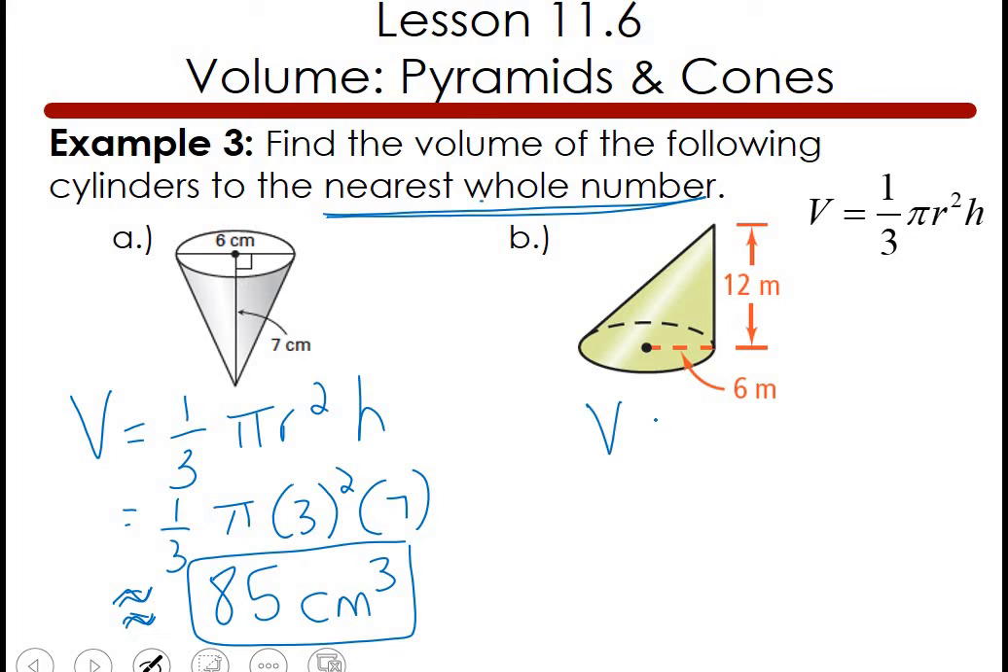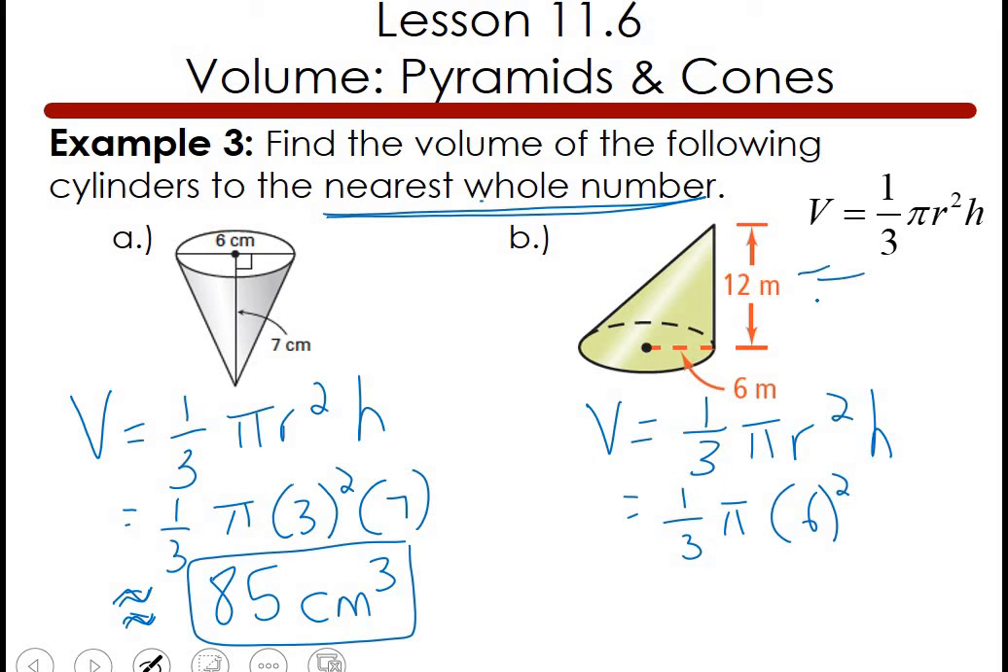So again, let's try this next one. 1/3 pi r squared h. 1/3 pi, radius is 6, so 6 squared. Height, it tells you, is 12. Again, you're going to multiply it out in a calculator, and you should get 552 meters cubed.